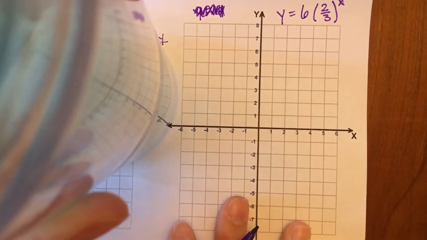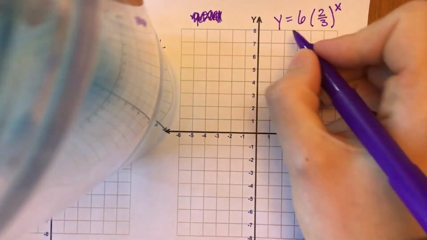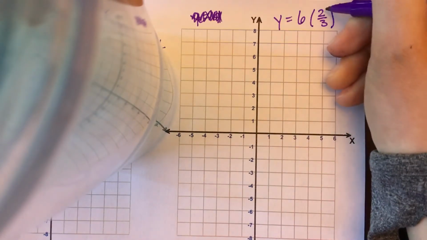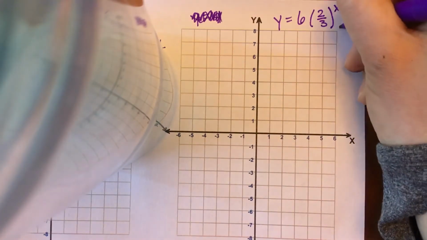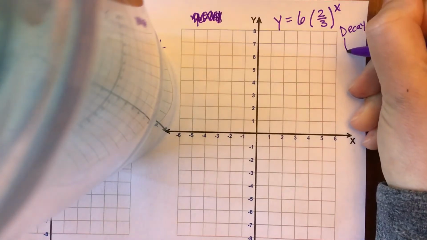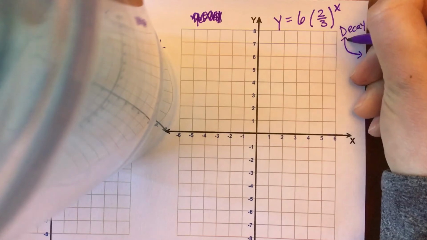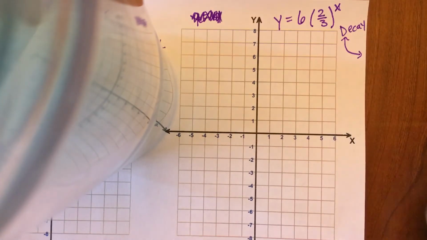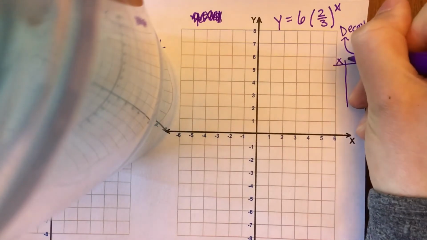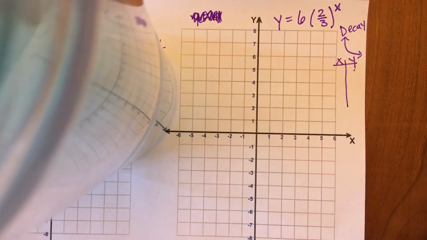We can graph an exponential decay function the same way. So here I've got y equals 6 times 2/3 to the x. Since the base for my exponent is less than 1, this is going to be exponential decay. So I'm going to expect my final graph to look something like this. I'm going to treat this the same way. I'm going to pick some values for x to plug in and see what I get for y.